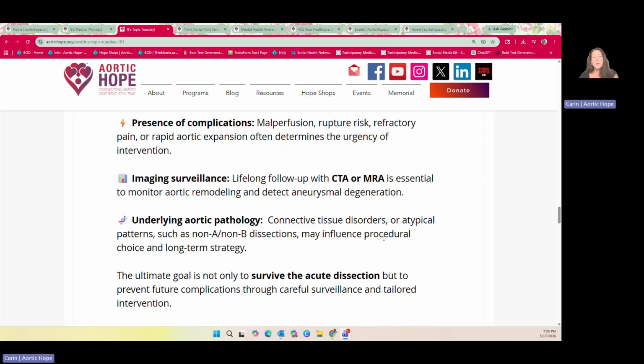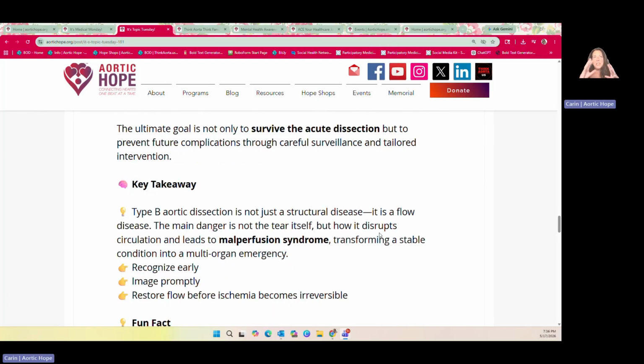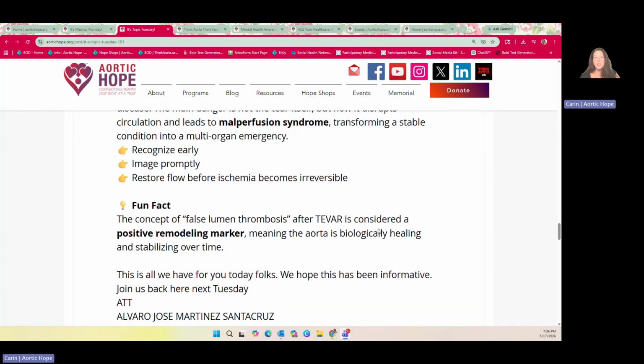And look, the ultimate goal is to not only survive the acute dissection, but to prevent future complications, okay, through careful long-term surveillance and tailored intervention. So look, in type B, it's not just a structural disease, it's a flow disease. It is a blood flow disease. And the main danger isn't even the tear in and of itself, but how it disrupts the circulation and can lead to malperfusion syndrome. Recognize early symptoms, image promptly, and restore blood flow before ischemia begins and becomes irreversible. Those are key when it comes to a type B.